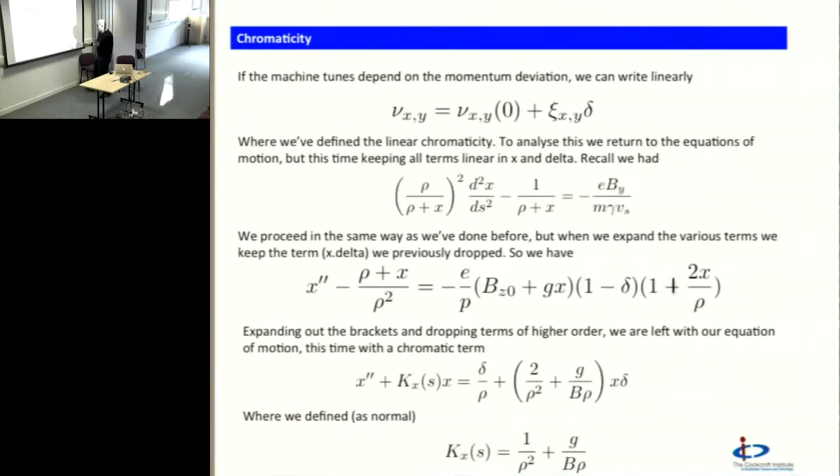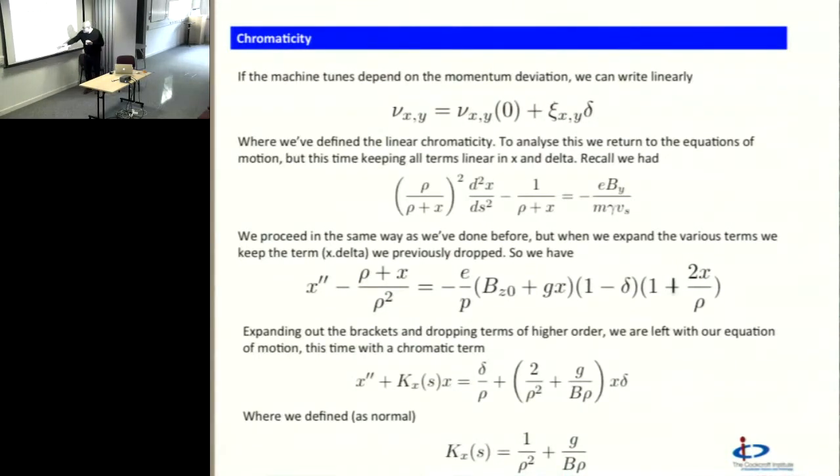Let's drop all the delta terms. That's equal to 0. That's just a normal, basic on-momentum Hill's equation. Matrices, beta functions, tune, and so on and so forth. We retain the delta term. We get a driving term for dispersion. We then solve that. We get orbit shift with momentum. Good. Now the next terms come in. It's this.